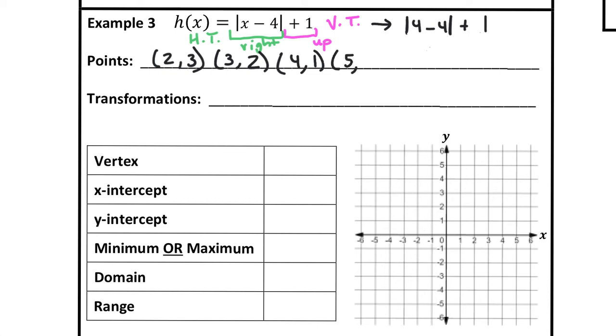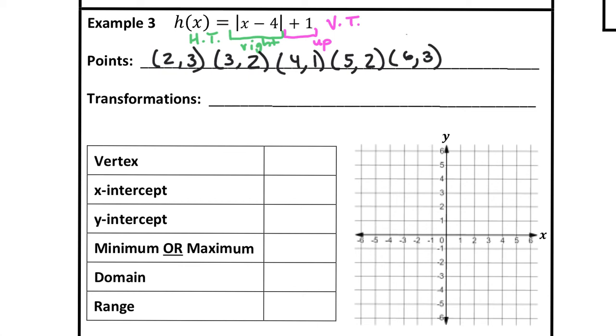Let's go 5. So instead of writing it out, I'm just going to say what's happening over here. What's 5 minus 4? 1. 1 plus 1, 2. Alright, and then let's do one more. 6. What's 6 minus 4? That's 2. 2 plus 1 is 3.